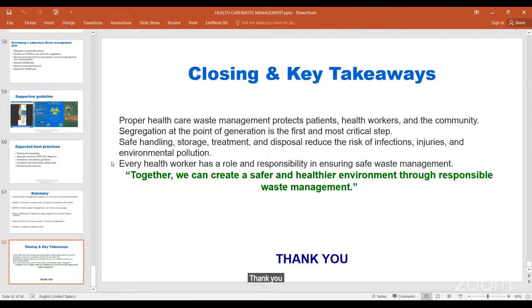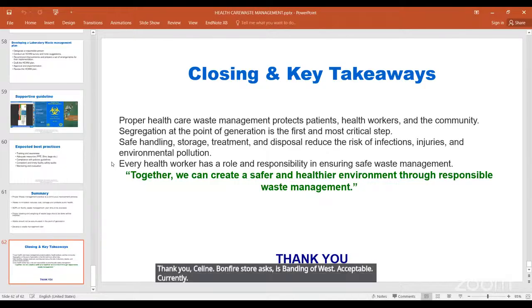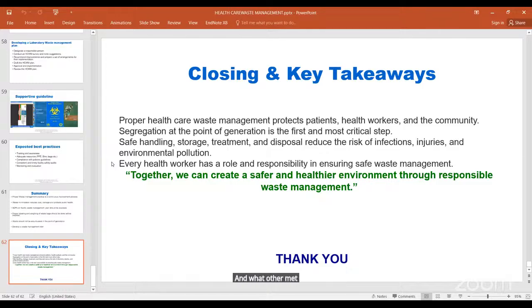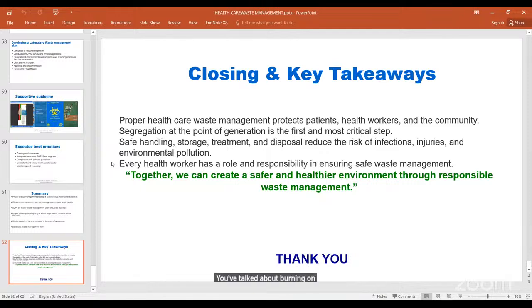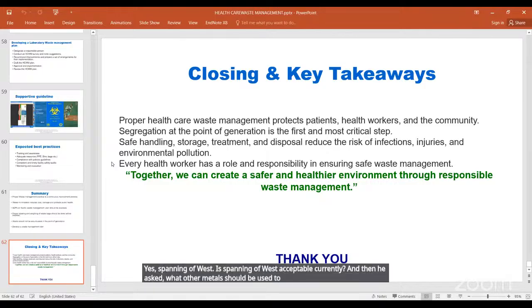Thank you, Celine. Boniface Store asks, is burning of waste acceptable currently? And what other methods should be used to destroy the waste, especially the hazardous waste? You've talked of burning of waste. I didn't get it well. Yes, burning of waste. Is burning of waste acceptable currently? And what other methods should be used to destroy the waste, especially hazardous waste?